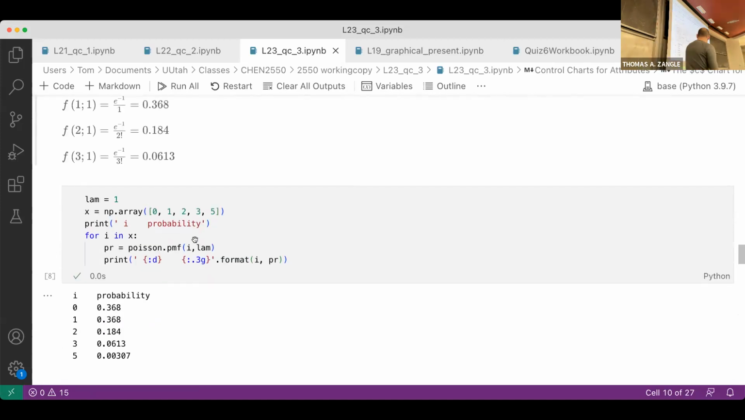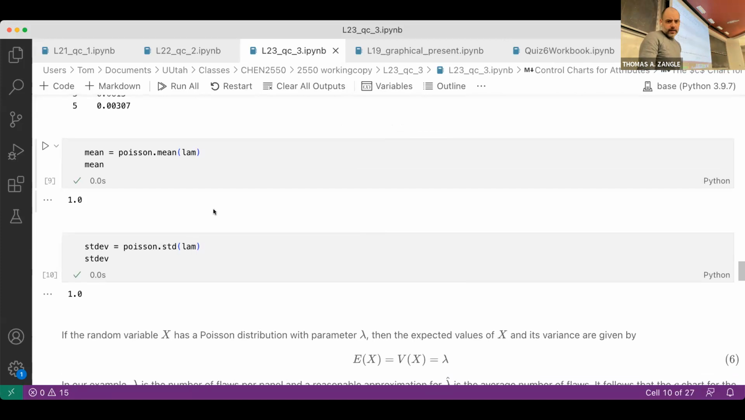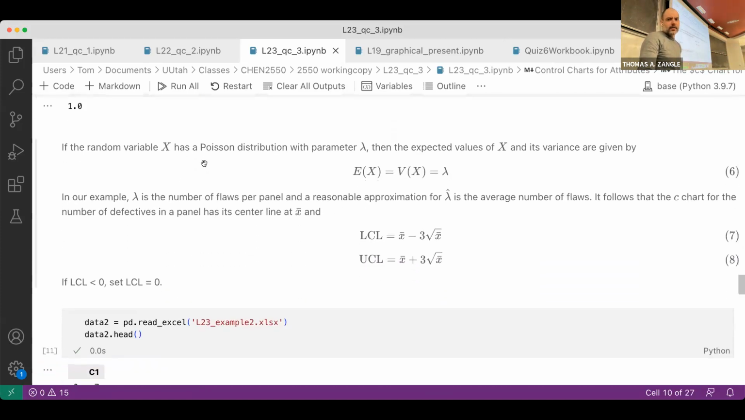So the Poisson distribution is what's going to govern when we're talking about number of defects. Then the Poisson distribution is the governing statistic, and we're going to use that to construct our upper and lower probability limits. If the random variable has a Poisson distribution, then the expected value is lambda, and the variance of that process is also going to be lambda, where lambda is the average occurrence rate. So in our example, lambda is the number of flaws per panel, right? So the average number of flaws per panel.